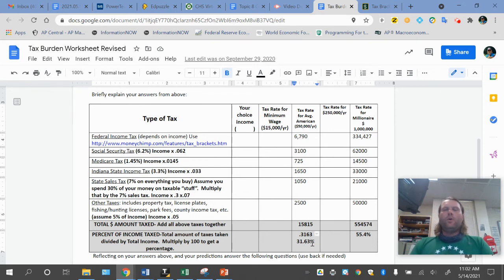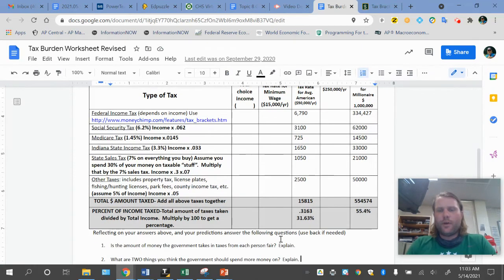What this works out to for an average American that makes $50,000 a year is that I take the amount taxed, divide it by my income, multiply it by 100, and I get that 31.63%. So governments, and when I say governments, I mean state, federal, local, are getting a solid chunk of your money. And the idea is to figure out how much they're getting.